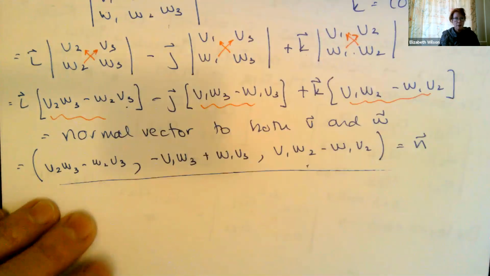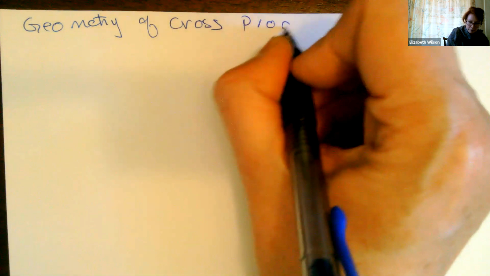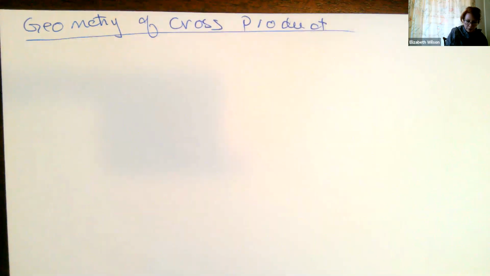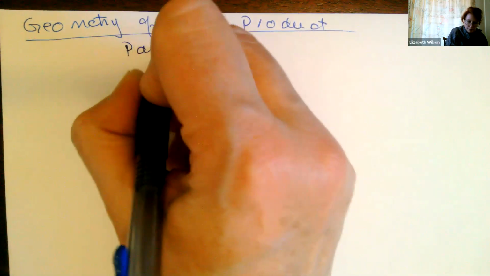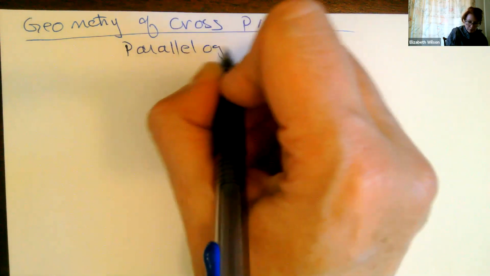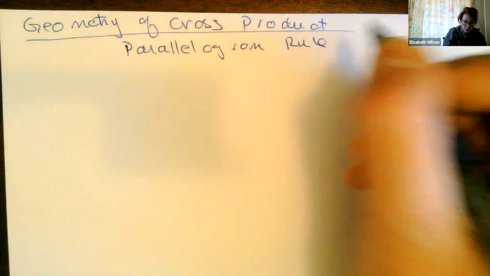All right. Let's talk about geometry of the cross product. We talked about the geometry of the dot product, but now we're going to talk about the geometry of the cross product. Okay, so there's a parallelogram rule with this one too. Rule. So let's draw it out.